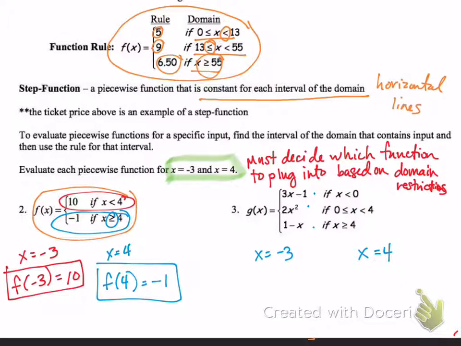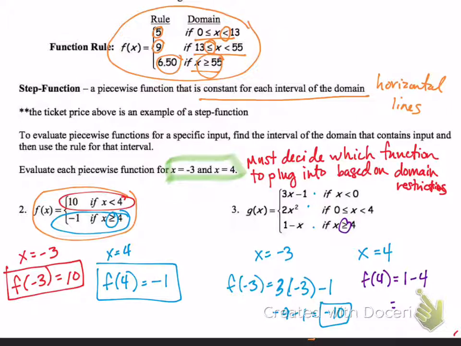Okay, so for x equals -3, which one do I plug it into? Top, middle, or bottom? The top one. So f of -3 is going to be 3 times -3 minus 1. So -9 minus 1 gives me -10. For x equals 4, which one do I plug it into? Middle or bottom? The bottom one, because it is inclusive of 4. So f of 4 is 1 minus 4, which becomes -3.